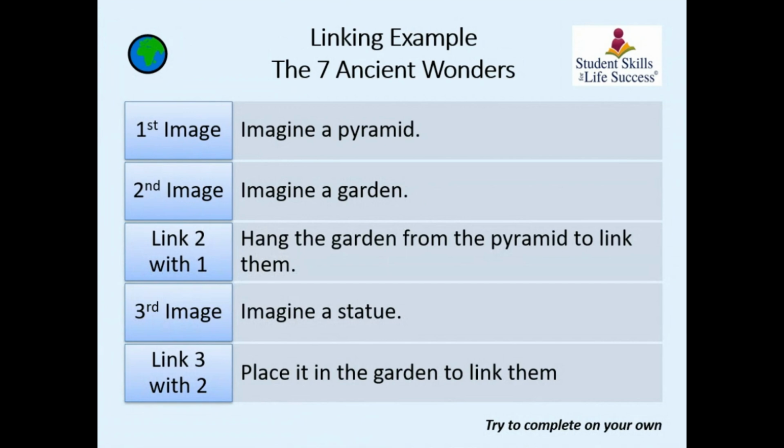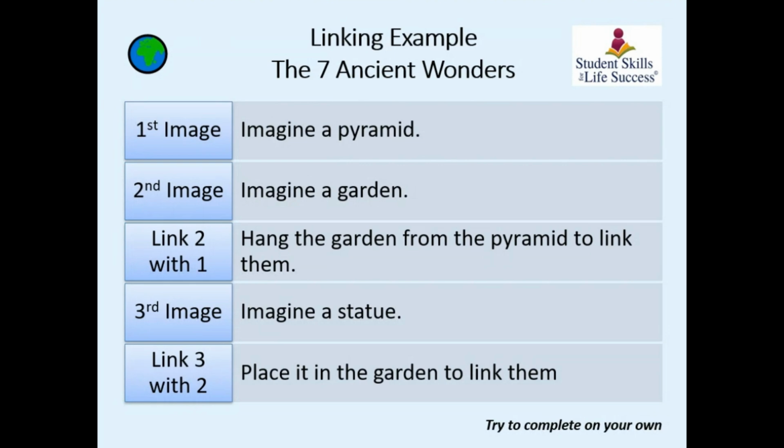So the first thing that we will do is build a mind picture. We will visualize a pyramid. Then we will visualize a garden. And now we have 2 pictures and we have to link them. So we will link the second one with the first one. And so we are hanging the garden from the pyramid to link them. Now we park that one.